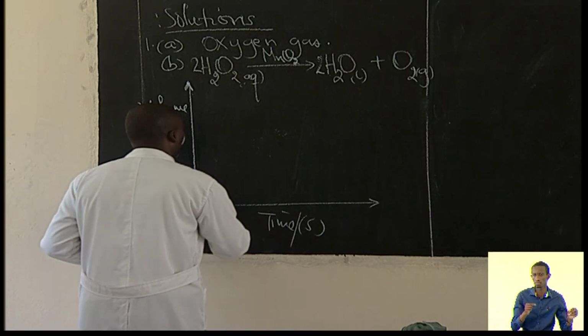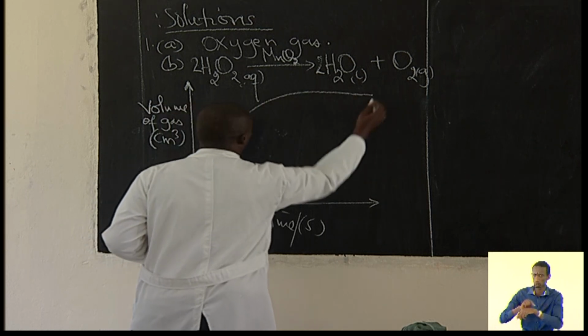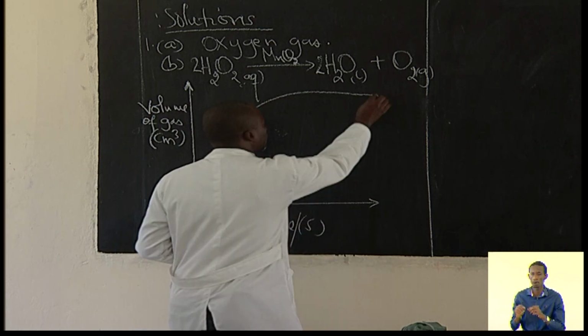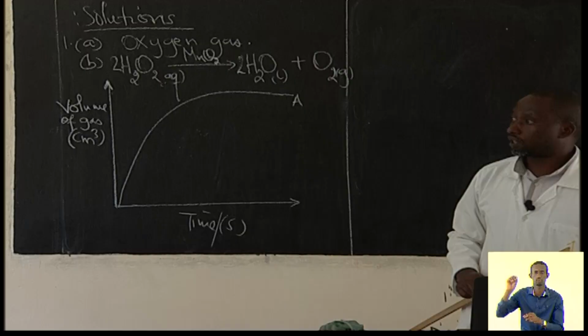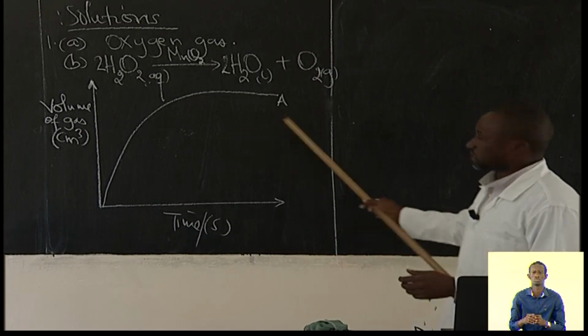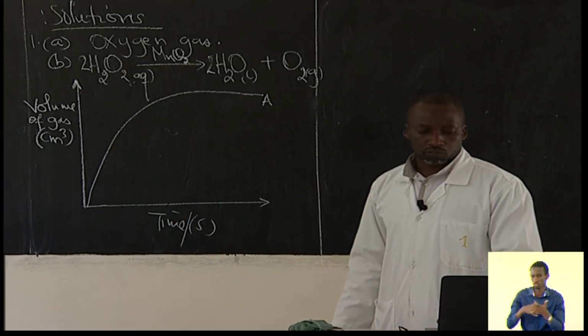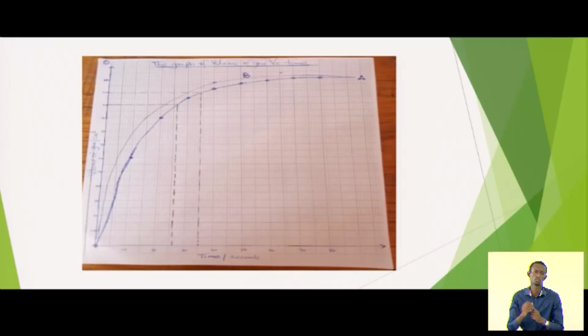We have seen the graph goes like this, and we are supposed to label it A. So this is what we are asked from the graph. This is just a sketch graph of what is produced. This is the graph that was indicated.